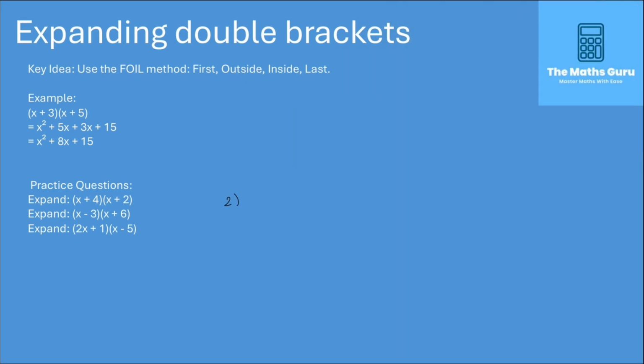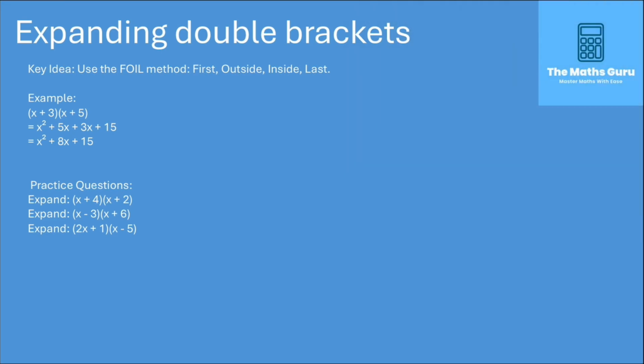Looking at question 2, we have x minus 3 times x plus 6. We first look at our first terms and get x squared. Then our outside terms, which is x times 6, plus 6x. Then our inside terms, minus 3 times x gives us minus 3x. Then our last terms is minus 3 times 6, which is minus 18. Simplify by collecting like terms and we get x squared plus 3x minus 18.